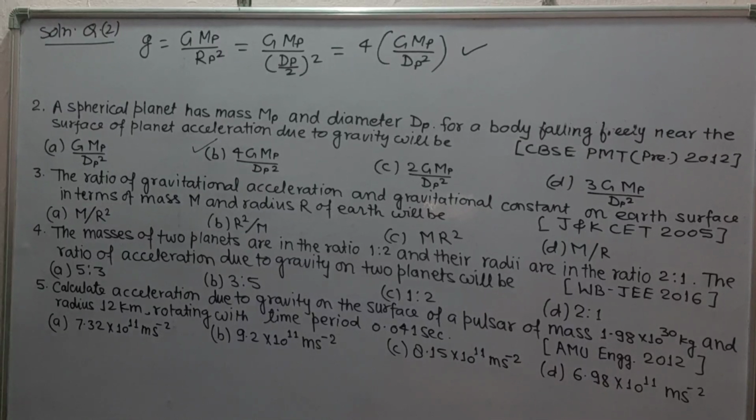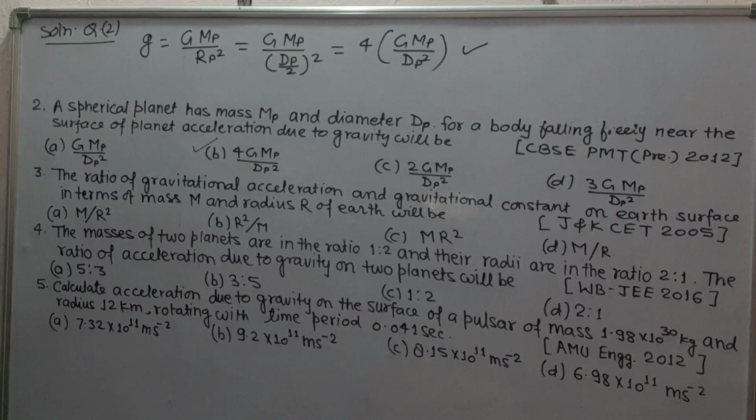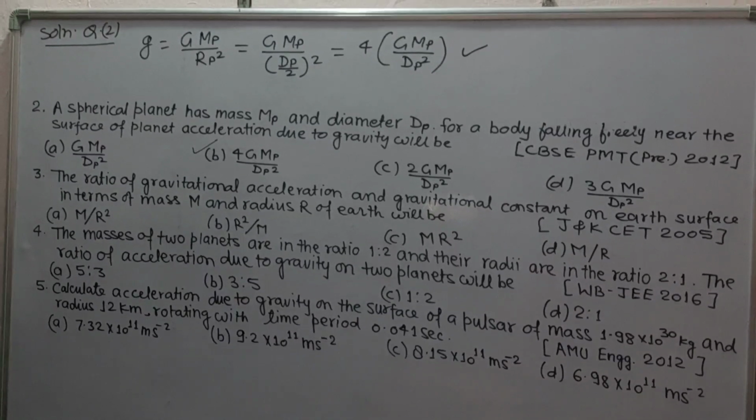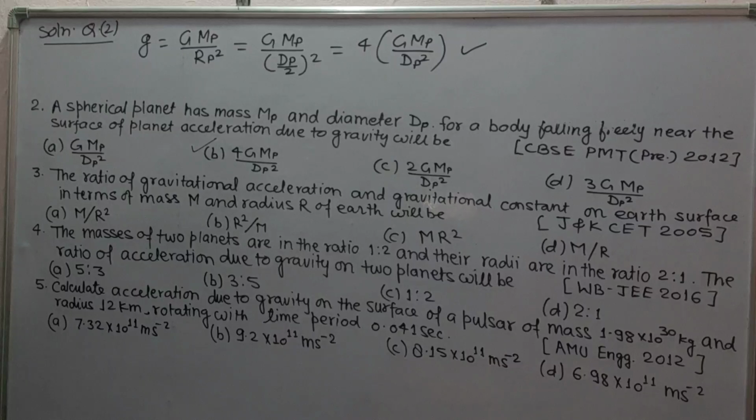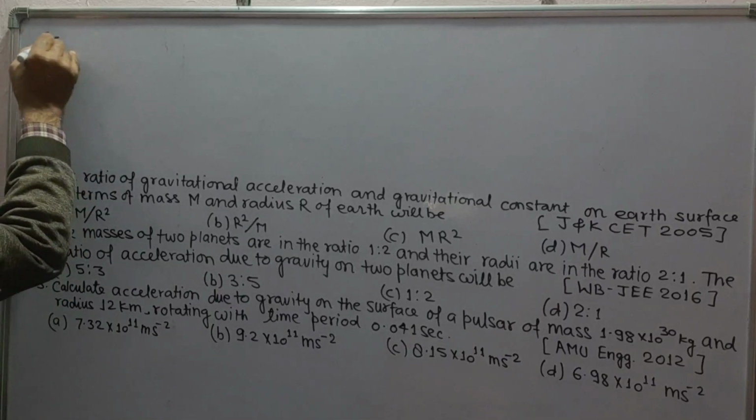Next question number 3. The question is, the ratio of gravitational acceleration and gravitational constant on earth surface in terms of mass m and radius r of earth will be. So, solution to question 3.